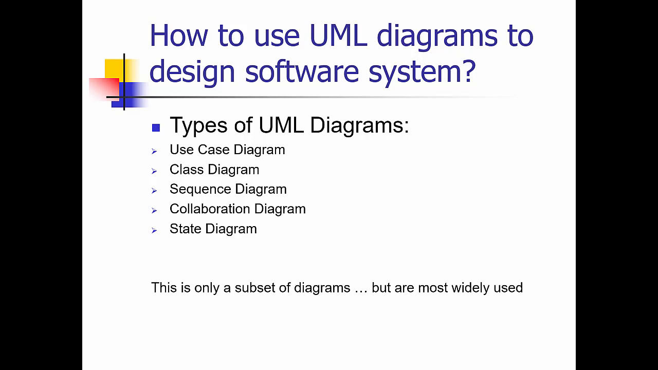In addition to these 5, there are 4 others that are commonly used. The object diagram, which, not surprisingly, is an instantiation of the class diagram. The activity diagram, which is dynamic. The deployment and the component diagram. But let's begin with these.